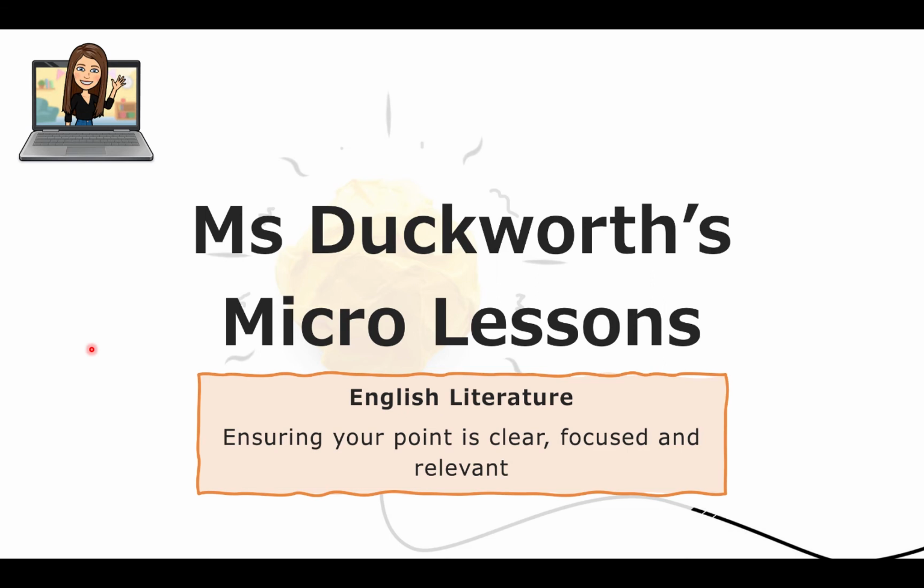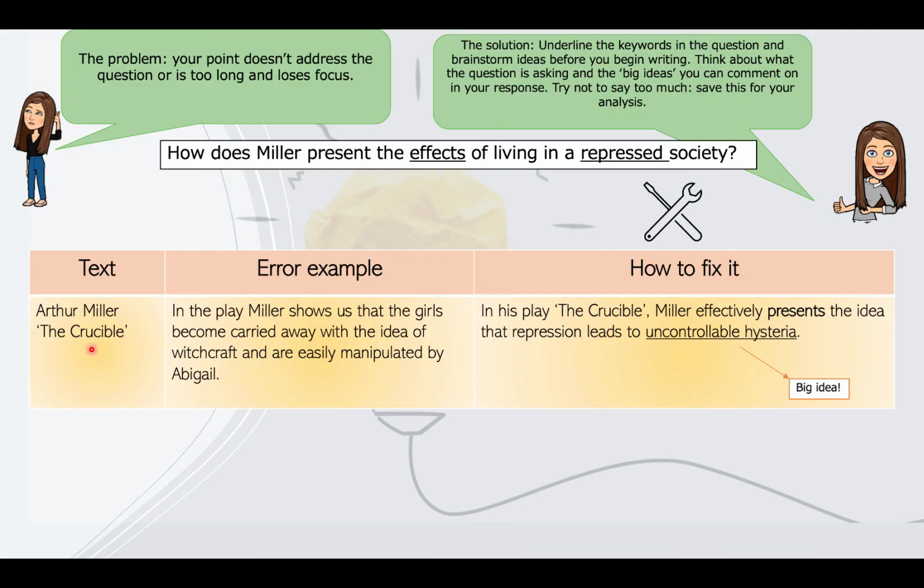These short lessons will focus on common errors that are often made when writing literature essays and will give you advice and guidance on how to fix them. So today we're going to look at how to make a response in relation to a question, and we're going to be specifically looking at ensuring that your point is clear, focused on the task and relevant. So let's just have a look at what the problem is.